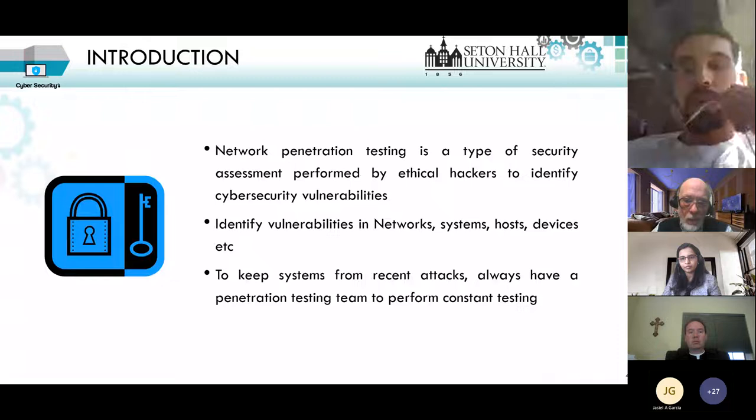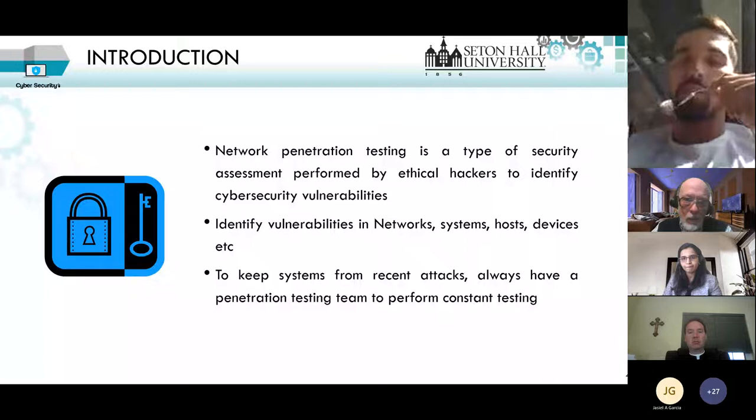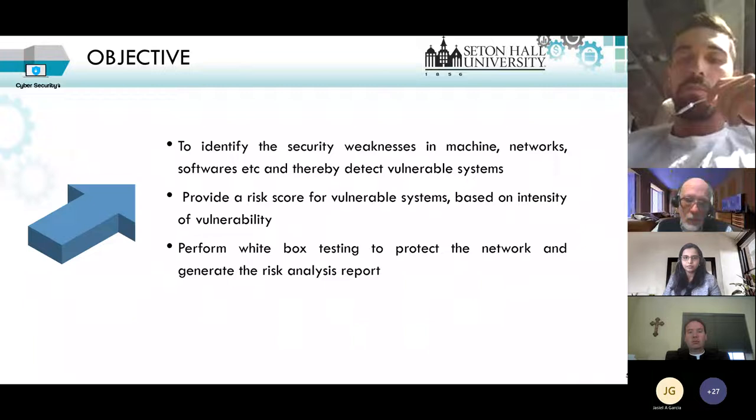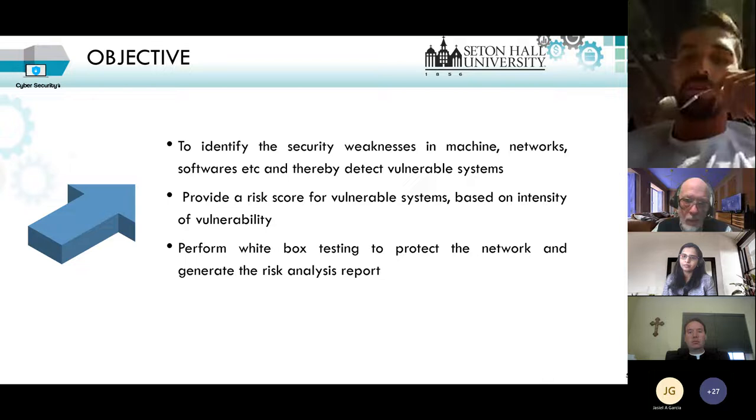Nowadays, every organization needs a team of penetration testers that could be identifying vulnerabilities in the networks, in the systems, the hosts, the devices, etc. Our objective will be identifying what the security weaknesses are in the machine, in the networks, in the software, and thereby detect the vulnerable systems.